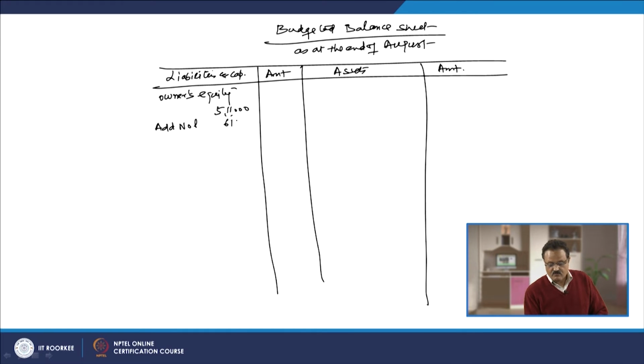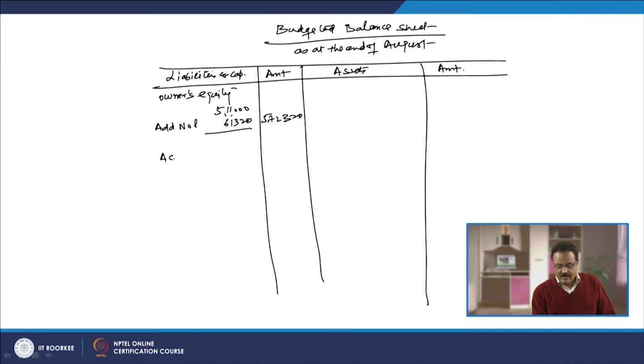So, 61,320. This amount works out as how much? This amount works out as 5,72,320, because profit, when it is not distributed as dividend to the shareholder, is added back into the capital. So, your capital becomes now 5,72,320, because of the profitability the capital has appreciated.